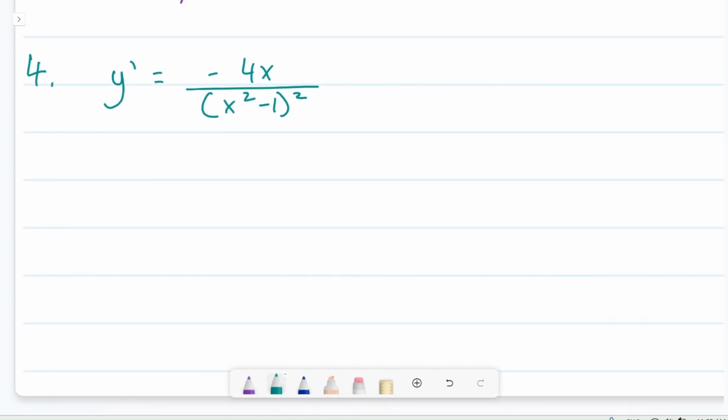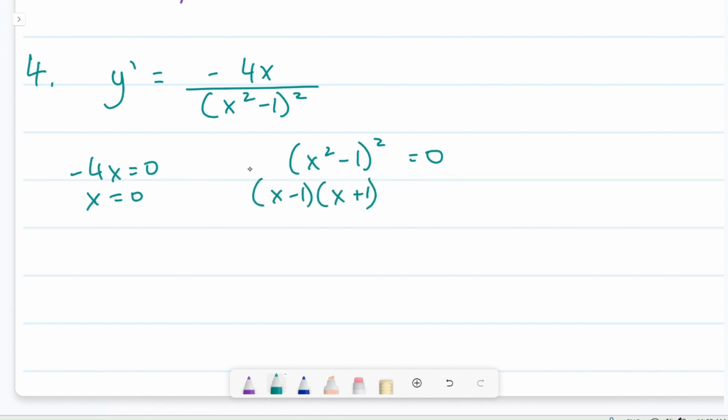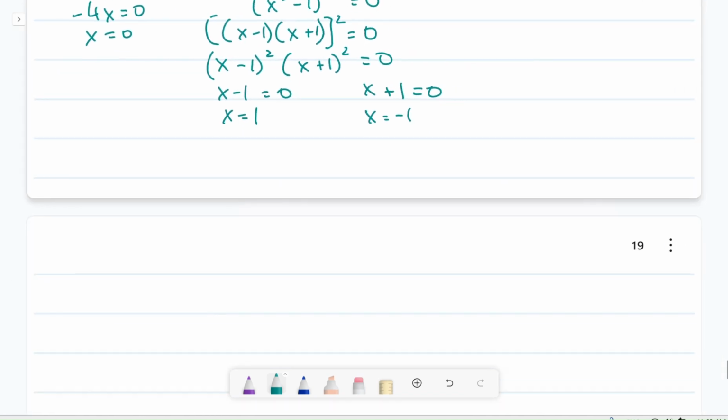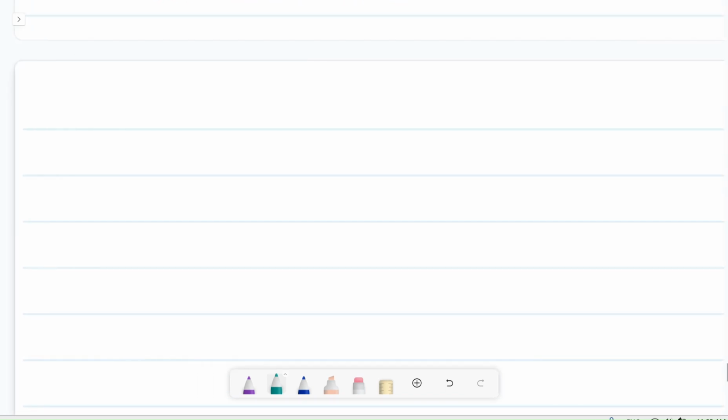So let us find when the numerator is 0 and when the denominator is 0. So negative 4x equals 0 when x equals 0. X squared minus 1 all squared equals 0. So x minus 1 times x plus 1, all of that squared equals 0. So x minus 1 squared times x plus 1 squared equals 0. So x minus 1 equals 0, or x plus 1 equals 0, x equals 1, and x equals negative 1. So these are the points we will put in our sign table.